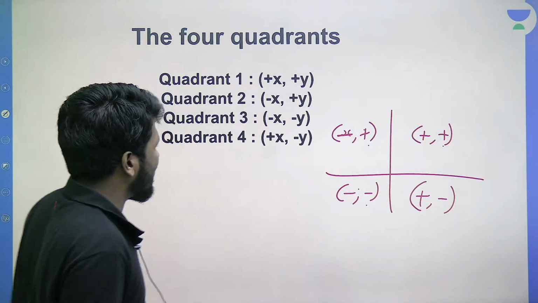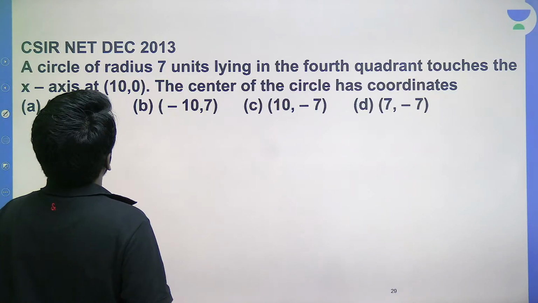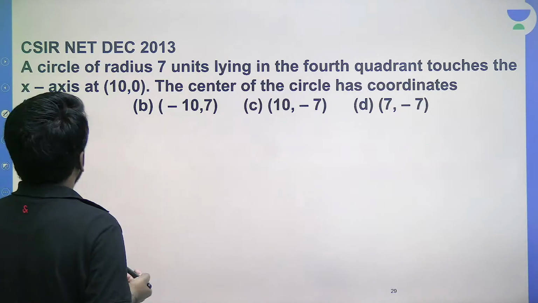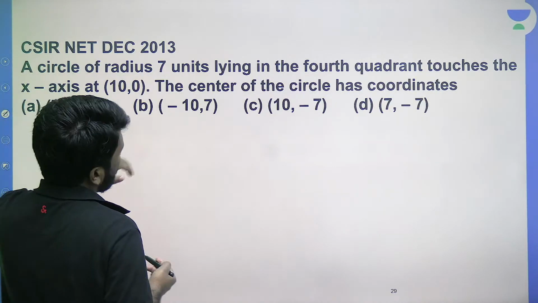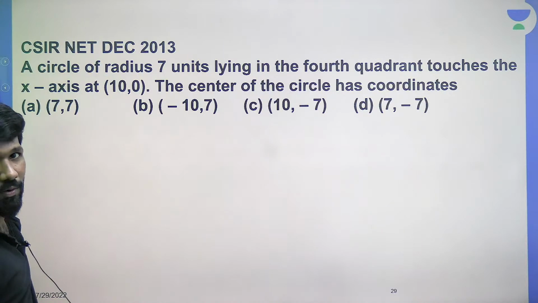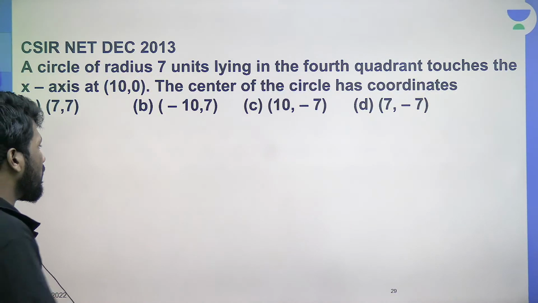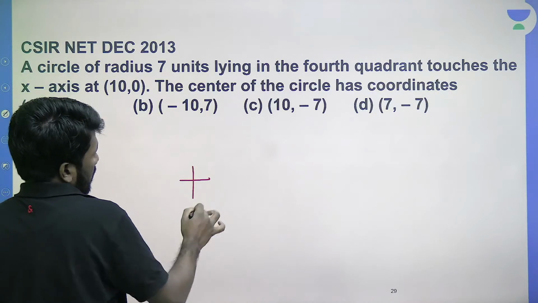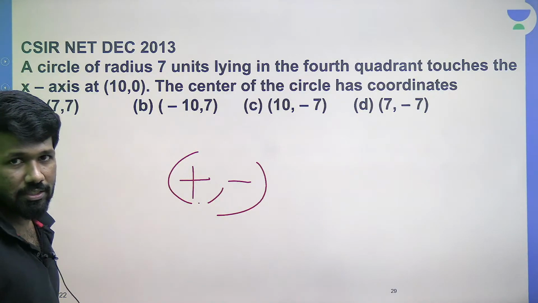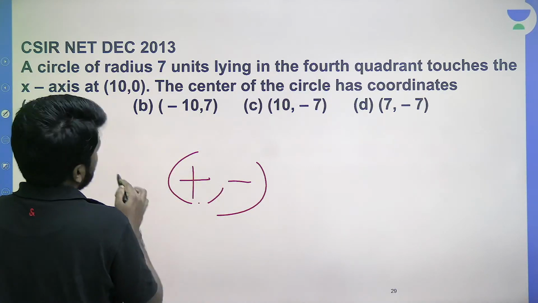Okay. And that itself finishes the question. As the question says, the circle of radius 7 units is lying in the fourth quadrant. Fourth quadrant में एक point है, उसका center भी fourth quadrant में होगा ना. Circle पूरा fourth quadrant में है. So center भी fourth quadrant में होगा. Fourth quadrant में क्या है situation? Plus minus ना. X-axis positive, y-axis negative.